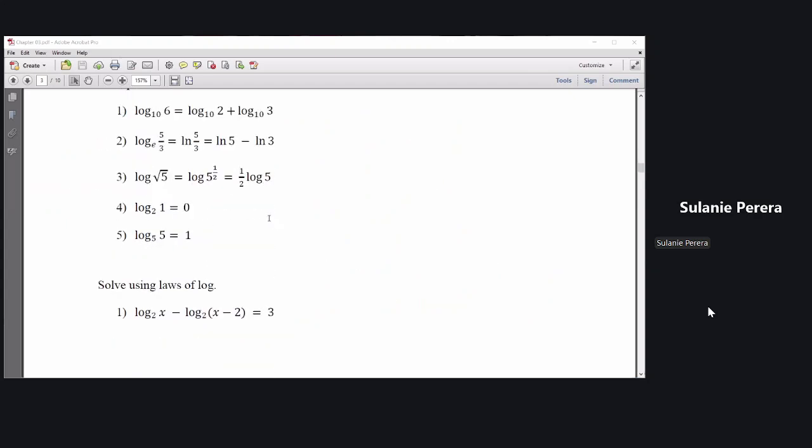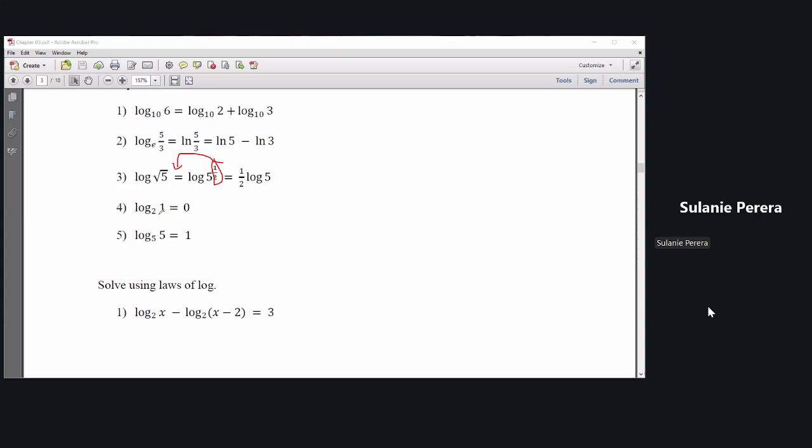Okay, then we have log, and if there is no base written, here I haven't written the base, which means 10. If the base is not written, it is assumed to be 10. So log base 10 of root 5 is 5 to the power 1 half. And remember, I told you that you can bring this power to the front. So 1 half log 5.